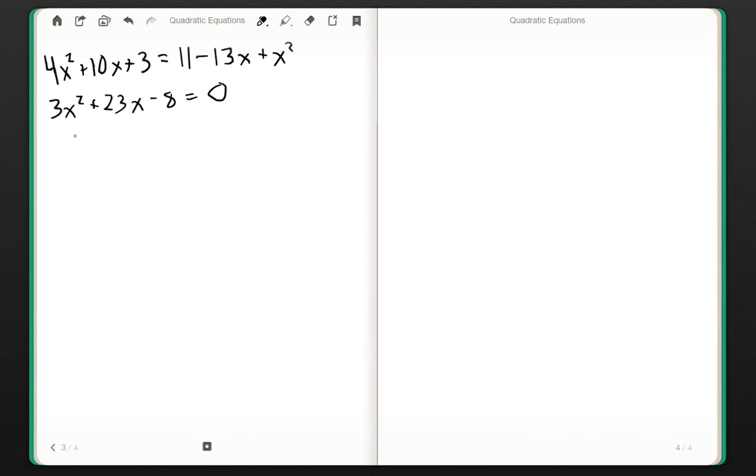And now we will factor this. Let's see. If we put an 8 here, that'll get us close to 23. That'll be 24. And then we'll just put a negative 1 there. 8 times negative 1 is negative 8. And this will be 24 plus negative 1 is 23.